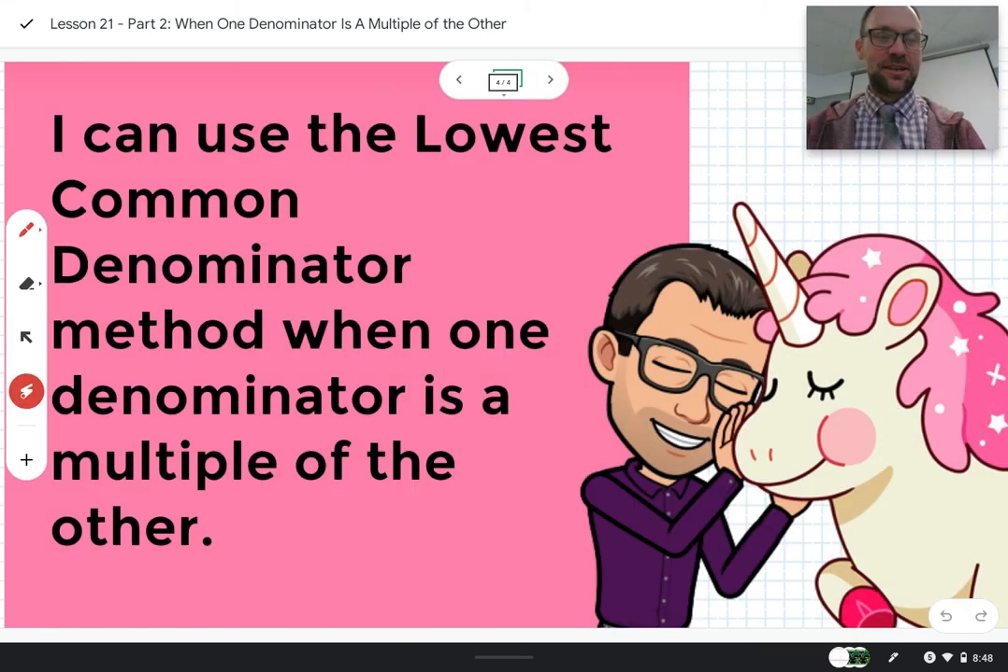Today's learning target is I can use the lowest common denominator method when one denominator is a multiple of the other.